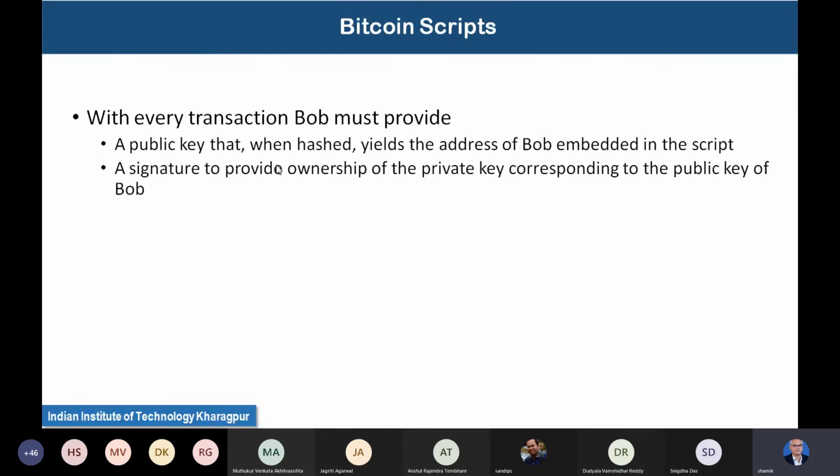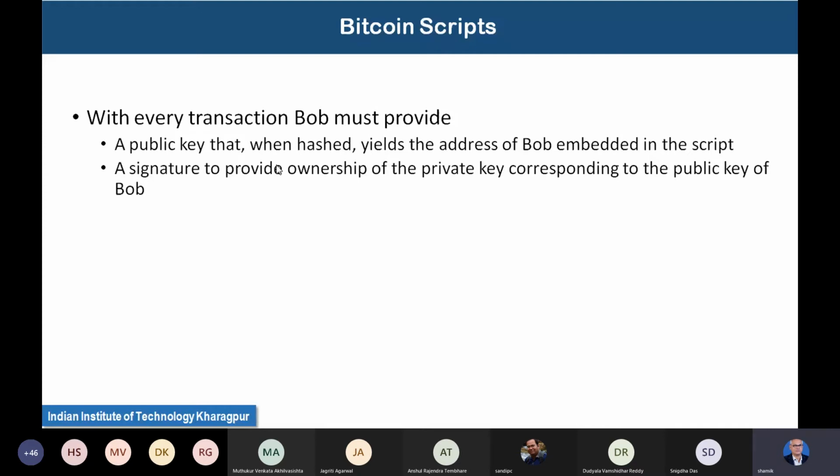Okay, so this is a payment to a hashed public key that is done by Alice. Now that goes to Bob, but then if Bob wants to use those bitcoins, Bob has to prove that he is indeed the actual owner of that public key. And that is what is done through these scripts.